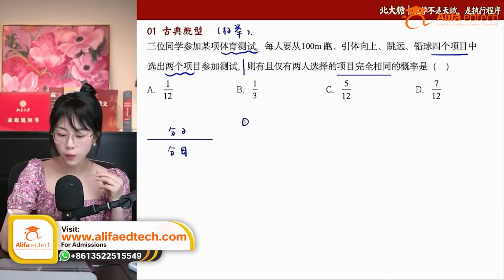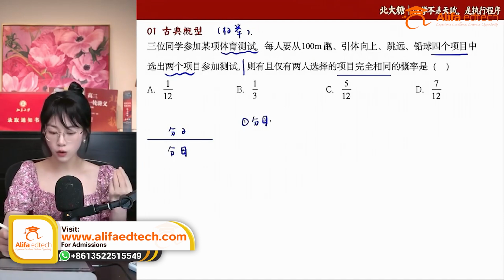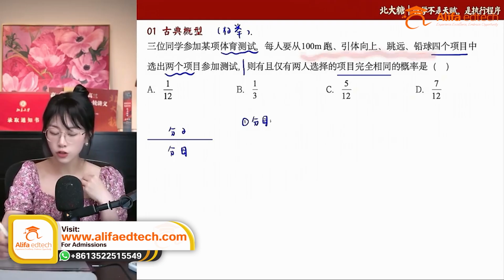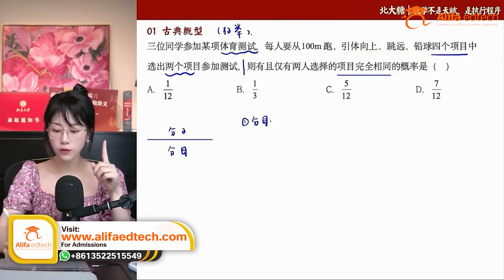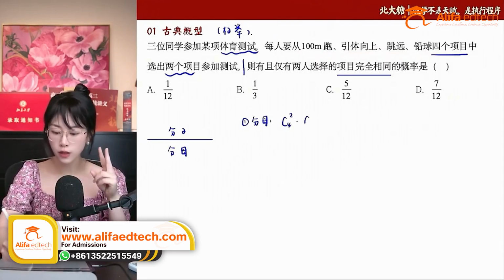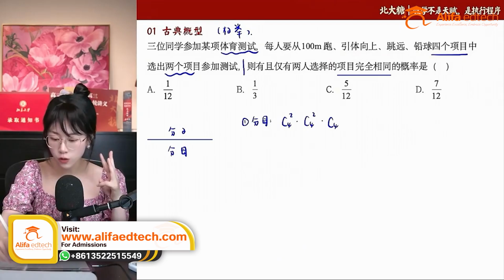Let's first look at the denominator, which seems relatively simple. The denominator refers to the total number of possible outcomes. Think about it. For each student, they are choosing 2 out of 4 options. For the first student, they can freely choose any 2 out of 4. For the second student, it's also choosing 2 out of 4. And for the third student, again, it's choosing 2 out of 4.